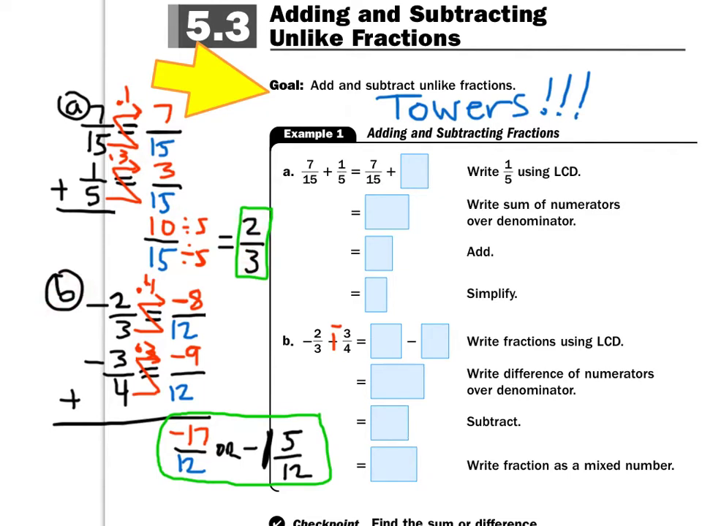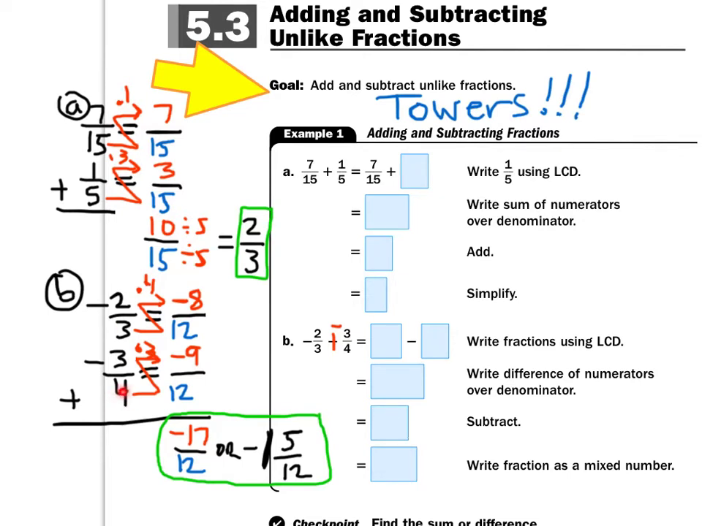Okay, take a look at B. Negative 2/3 minus 3/4. Well, whenever you see the subtraction sign, add a line, change the sign, okay? And the denominators don't match, so I'm going to use towers. So I put negative 2 over 3 on top plus negative 3 over 4 down below. Now look at the two denominators. And with your pencil, put equals with a fraction bar, and put a fraction bar in your answer.